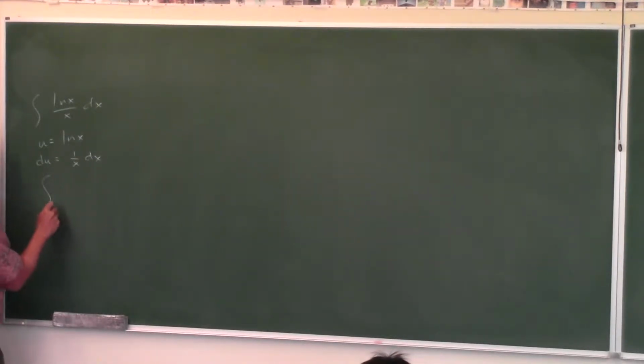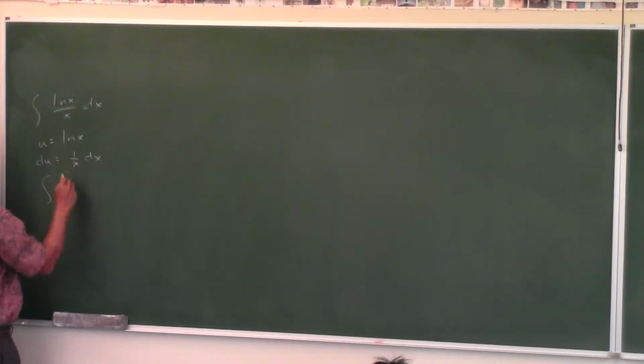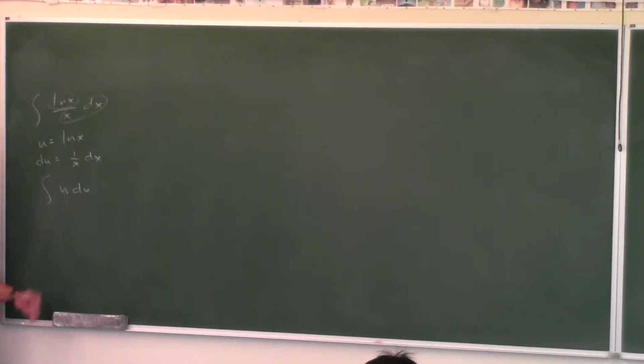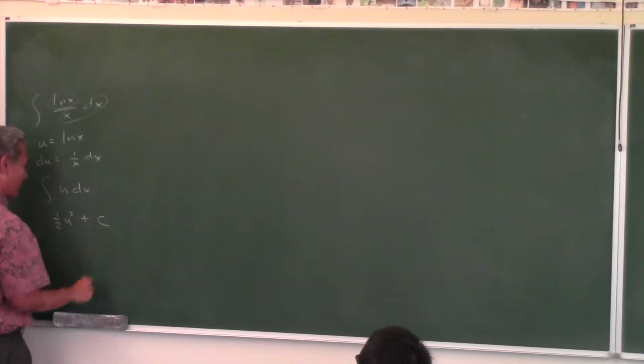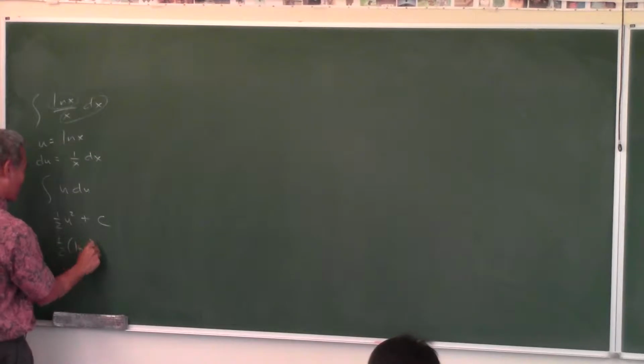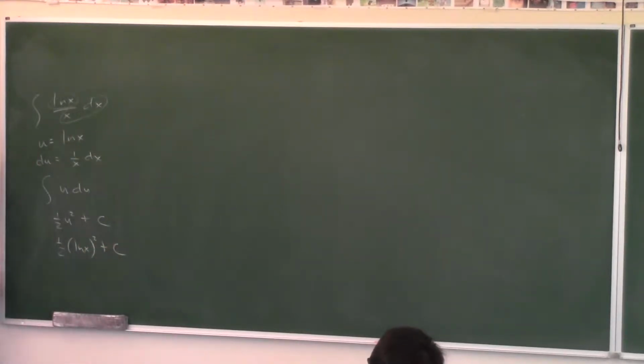Yes. So this integral becomes, what is that? U. And what is dx over x? Du. And then now can I do that? Yeah, it's on the list. 1/2 u squared plus c. And then resubstituting back in, you get 1/2 natural log x quantity squared plus c. So that would be your typical U substitution problem.